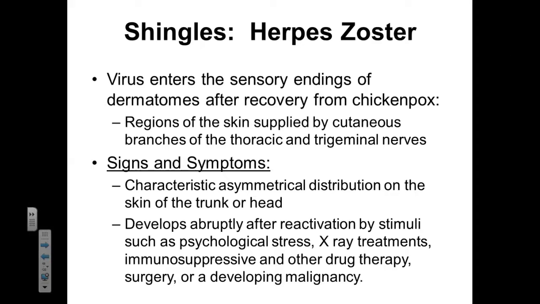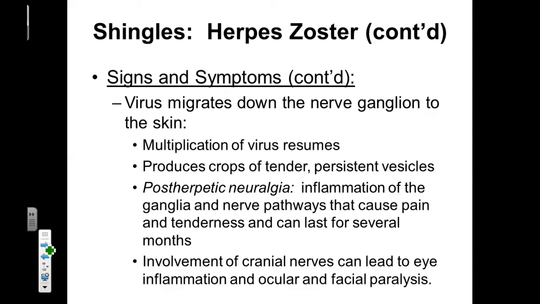The signs and symptoms of shingles include asymmetrical distribution of the infection across the skin of the trunk or the head, so it'll preferentially be distributed on one side of the body. It, generally speaking, is going to develop very quickly after some stressful stimuli. It can be a physiological or a psychological stress, an X-ray treatment, or surgery. Something that would normally be very stressful for the body can trigger the release of the shingles virus.